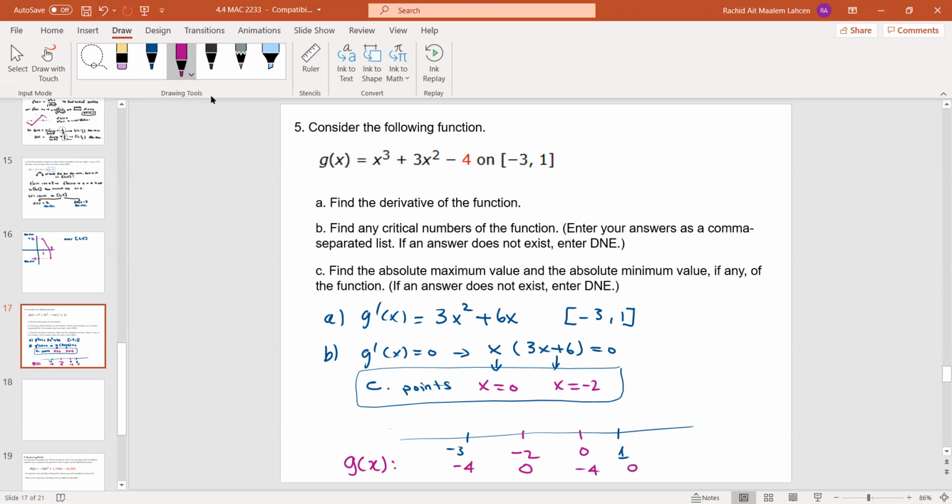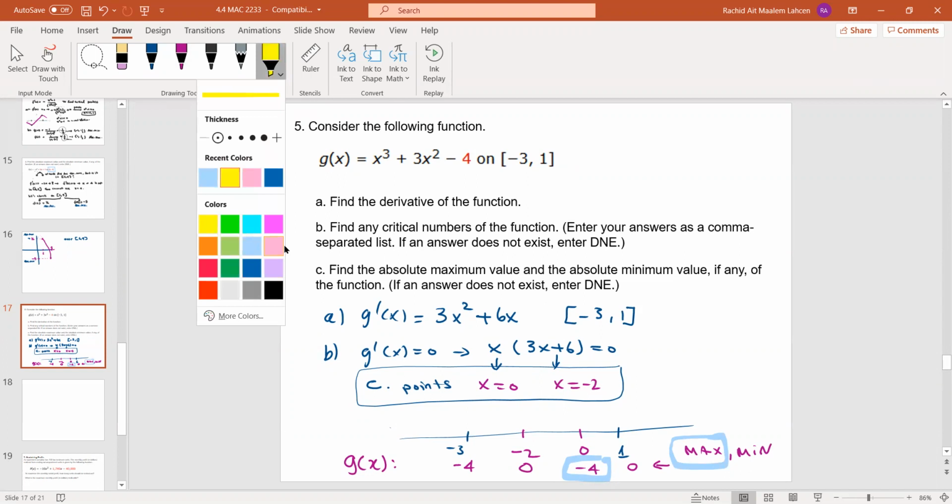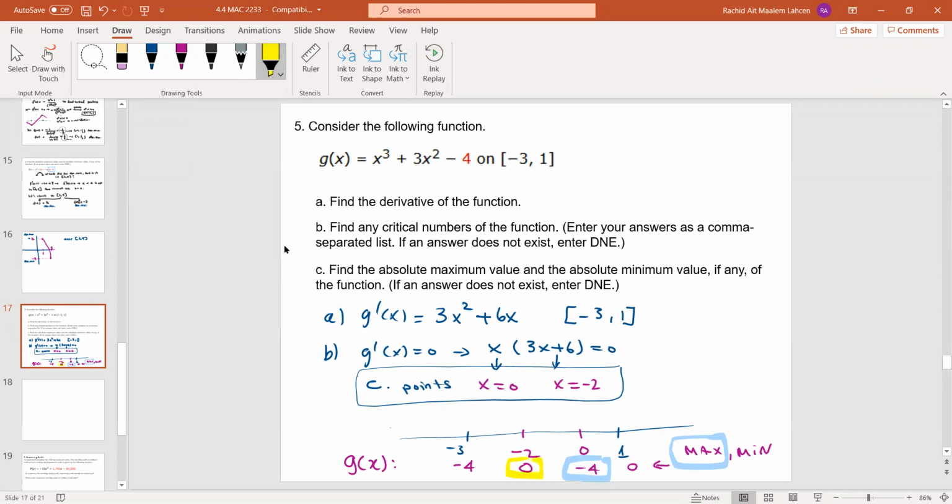But the idea is, of course, you look for which one is the lowest, which one is the highest. So which one is the max, which one is the min, right? In this case, the absolute minimum is -4, and the absolute maximum is 0, which is the same for -2 and 0.